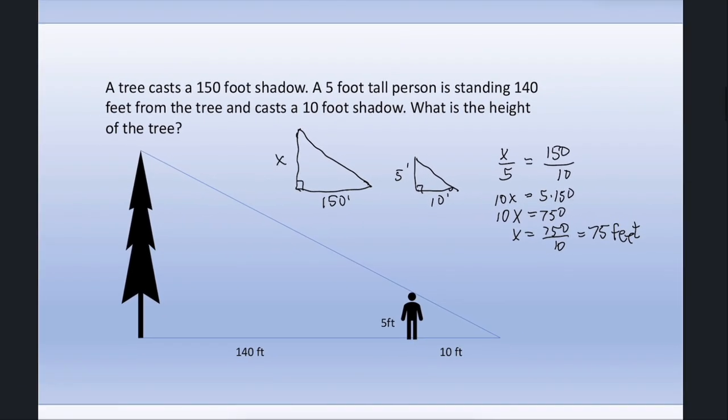Now, another thing we can notice is the height of the man is half the height of the shadow. So the height of the tree should be half the height of its shadow. So half of 150 is indeed 75.